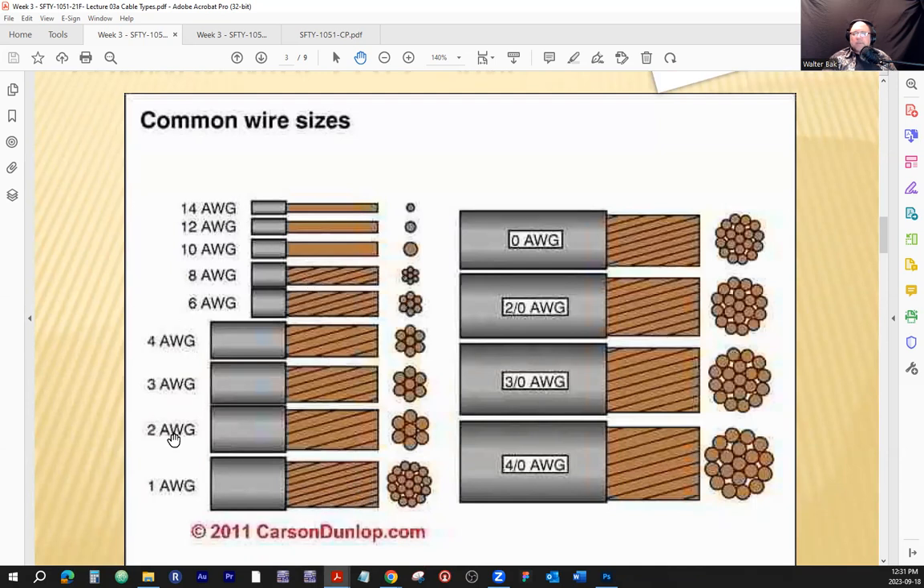Gauges, you see here, the gauge goes up, the number goes up, the wire gets thinner. And notice that the solid core gauges are pretty much mostly gauge 10 and down. Later, when the wire becomes thicker, it's just more practical for it to be stranded for ease of maneuverability, I would say, if you will.